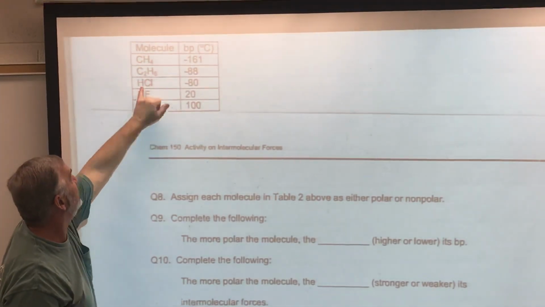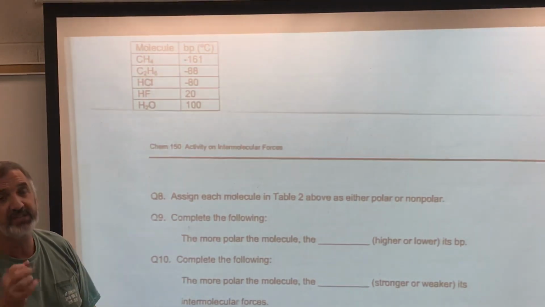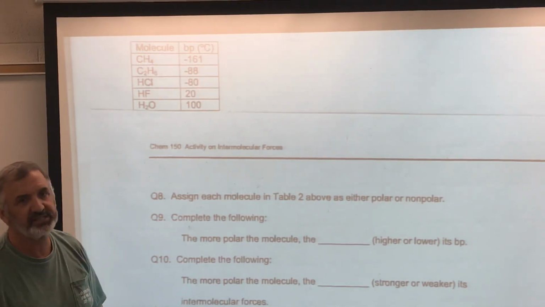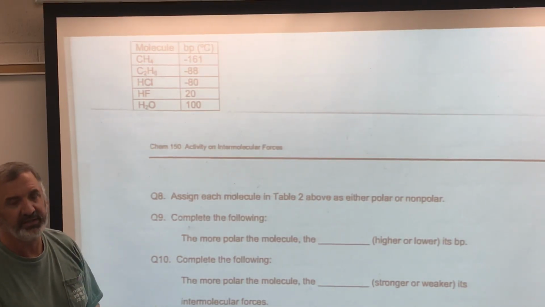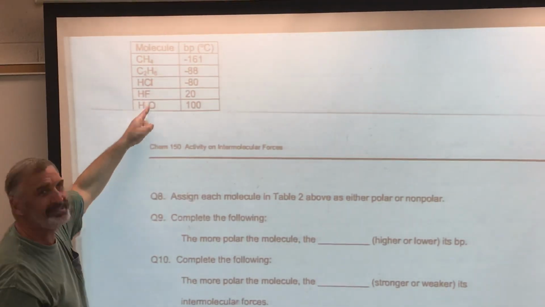These are all polar molecules because they contain highly electronegative elements such as chlorine, fluorine, and oxygen. Don't say it's polar just because it has fluorine in it. That's not enough. Highly electronegative, that's the key. You've got to say that.